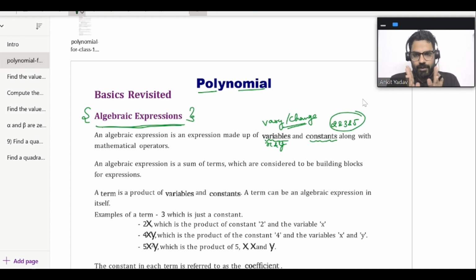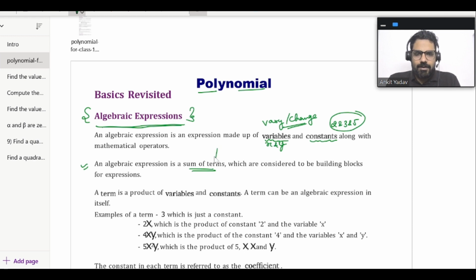So an algebraic expression consists of variables and constants, right? Now we can also elaborate it as: an algebraic expression is a sum of terms, which are considered to be the building blocks of expressions. So there is a new word known as expression. Expression means any form of algebraic identity, it can be algebraic anything you can use, right? So an algebraic expression consists of terms. Sum of terms means terms.